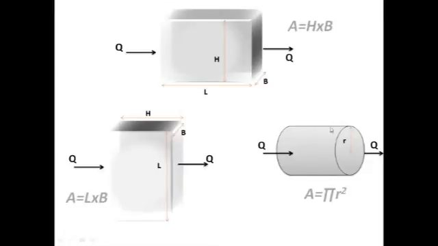Suppose a cylindrical surface is perfectly insulated and heat is flowing along the axis of the cylinder. In this case, the area you have to consider is pi r square. Q is equal to k, area is pi r square, the cross-section area normal to the direction of heat transfer.